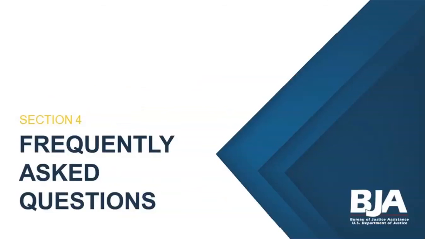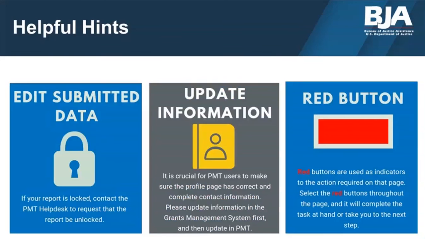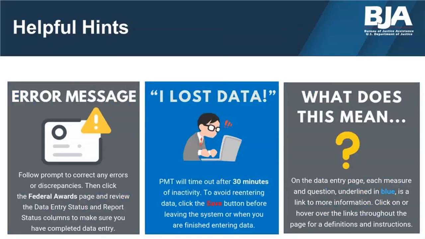We will now briefly discuss frequently asked questions. Receiving an error message. Follow the prompt to correct any errors or discrepancies, then click the Federal Awards page and review the data entry status and report status columns to make sure you have completed the data entry. Losing data. The PMT will time out after 30 minutes of inactivity. To avoid re-entering data, click the Save button before leaving the page.